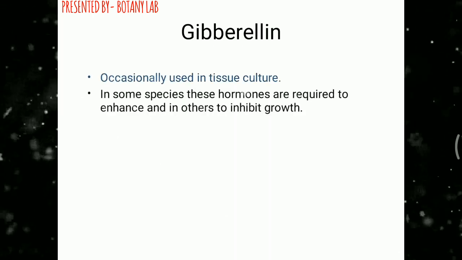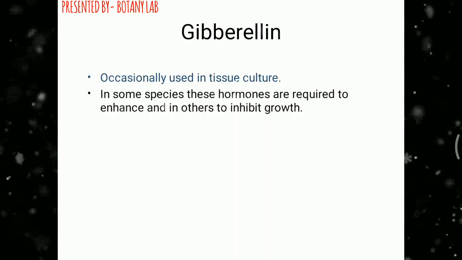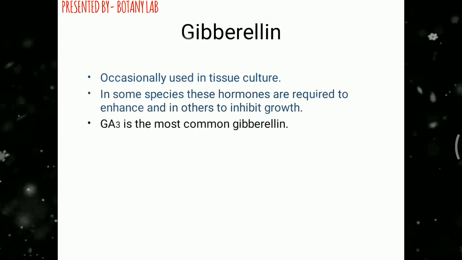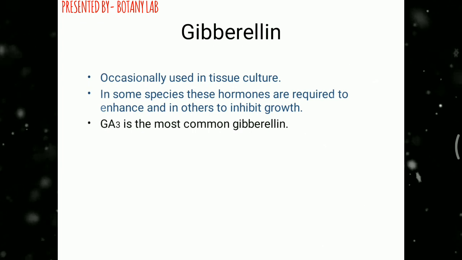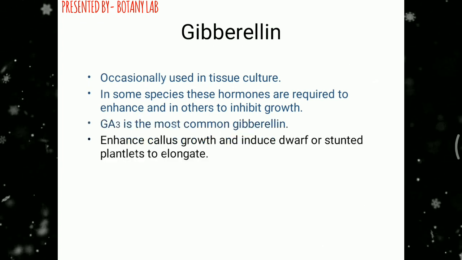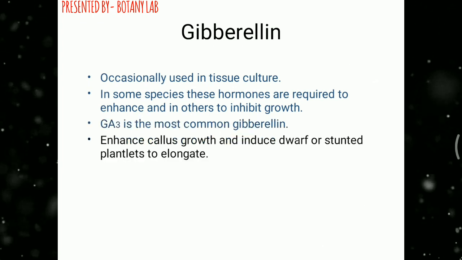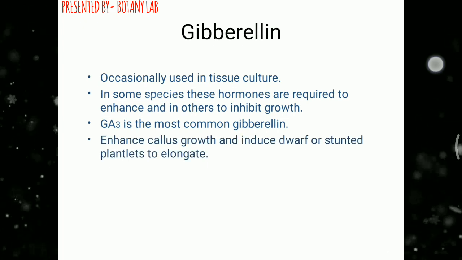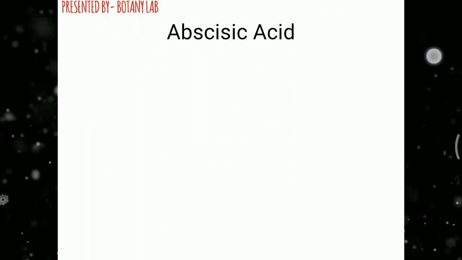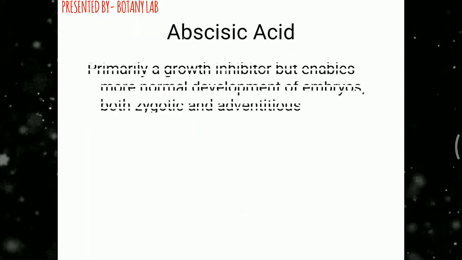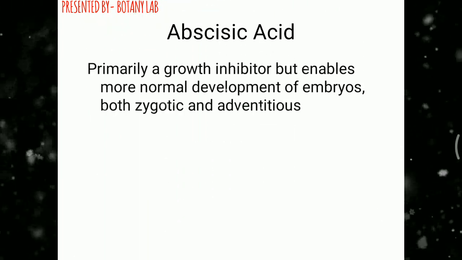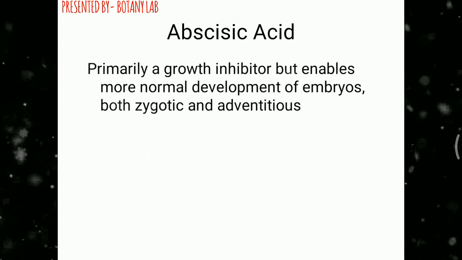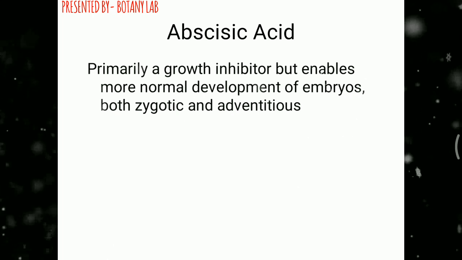In some species, these hormones are required to enhance growth, and in others to inhibit it. GA3 is the most common gibberellin. It enhances callus growth and induces dwarf or stunted plantlets to elongate. Now abscisic acid is primarily a growth inhibitor, but enables more normal development of embryos, both zygotic and adventitious.